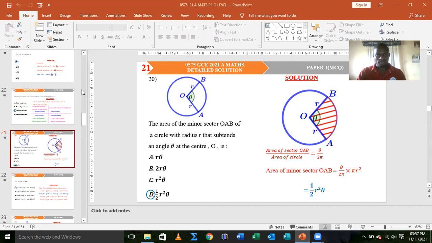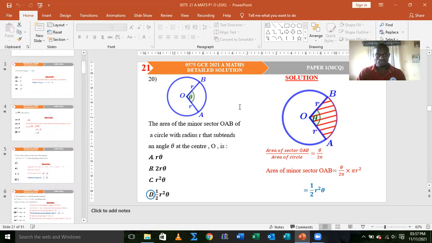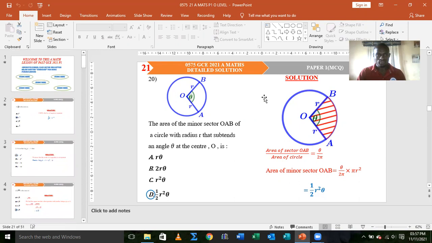Today we are going to be looking at solutions to past GCE questions in additional mathematics. And this paper is GCE 2021.